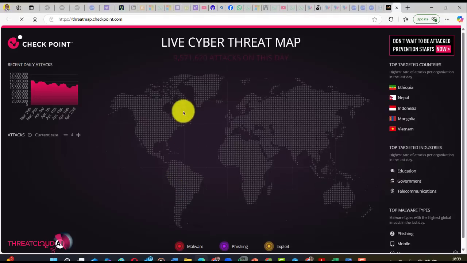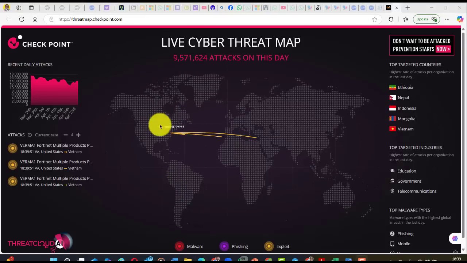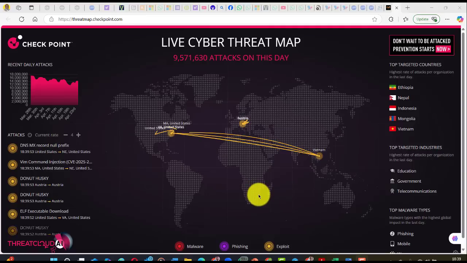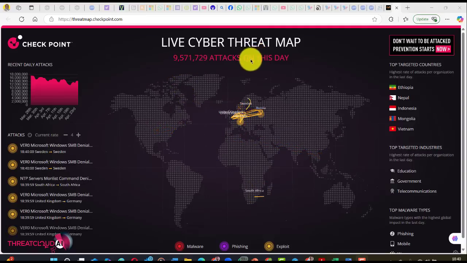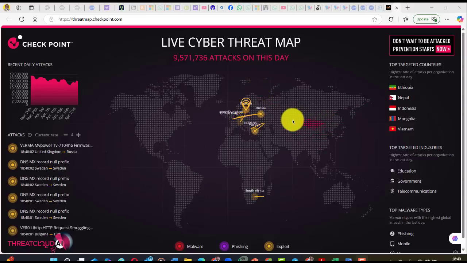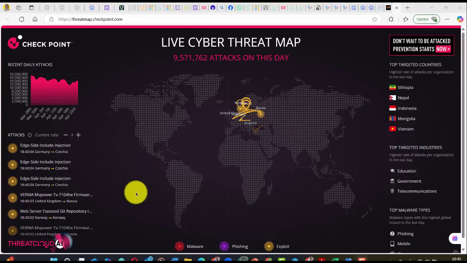That's the live cyber threat map for this day, this particular time. So make sure it's the same time for the 2 days I've selected. This is 9,500,000, whatever. Just make a note of that. But more importantly, you have to take the screenshot.